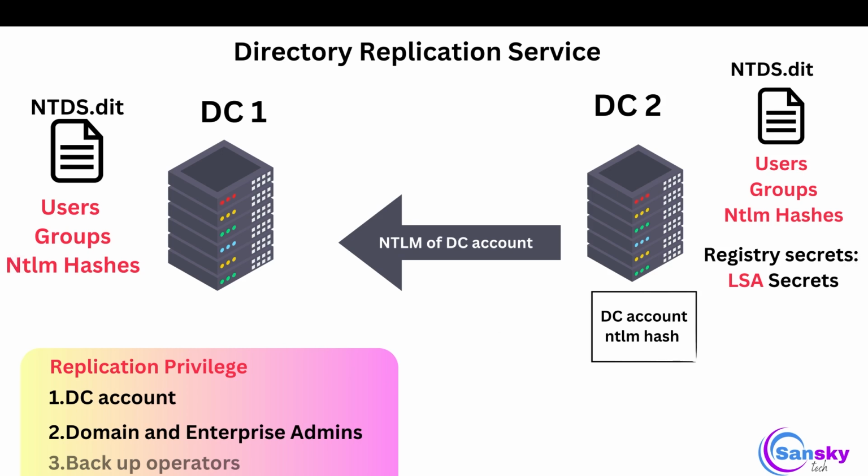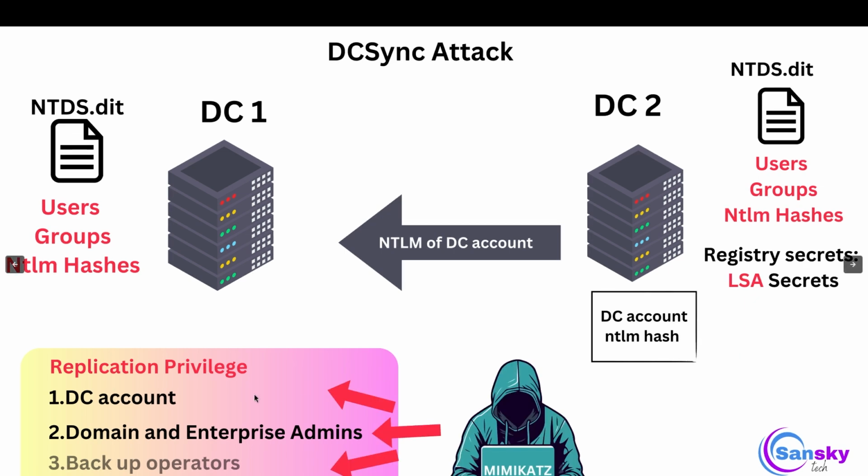But let's move on and understand what exactly the DCSync Attack is. Here in our picture, as I have already told you, the DC account and domain and enterprise admins have replication privilege. So if we get access to one of these accounts, the DC account or a domain admin or enterprise admin, we have the privilege to ask DC1 to give us its information. By information I mean its ntds.dit, the NTLM hashes of all of the users, and that's fantastic.